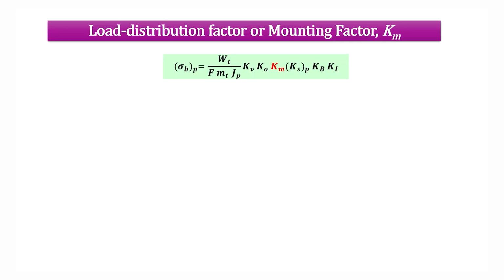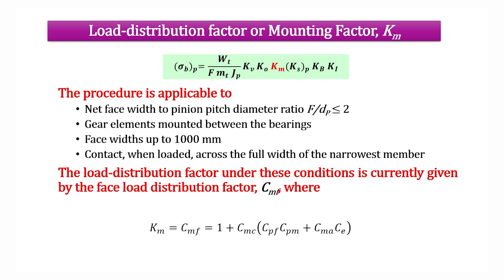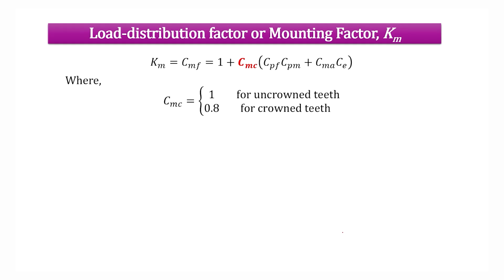Then the next one is the load distribution factor Km, this Km of the bending equation, and this Km will be the same for the case of pinion and gear. The procedure is applicable to these cases, and the Km consists of the following factors, which are determined in these slides. First of all, CMC is equal to 1 or 0.8 depending on whether the teeth are crowned or uncrowned. In our case, we are not taking crowned, so our teeth are uncrowned, and so CMC is equal to 1.